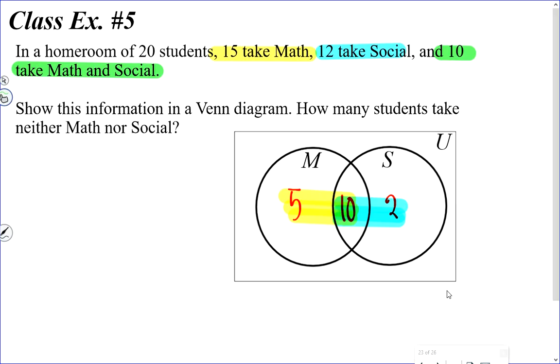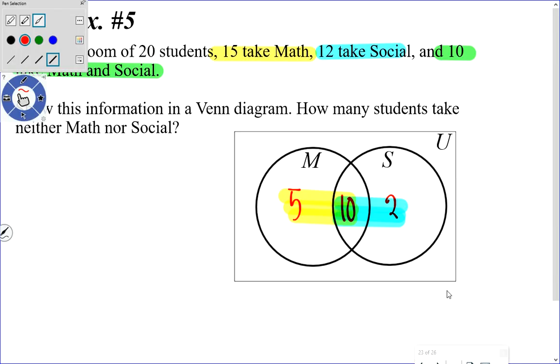How many take neither? Well, there's a total of 20 students, and if we look at what we've got so far, we have 17 students that take math or social. So that must mean there are 3 here.